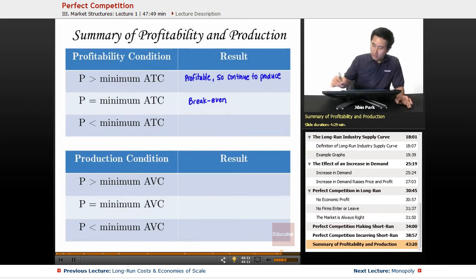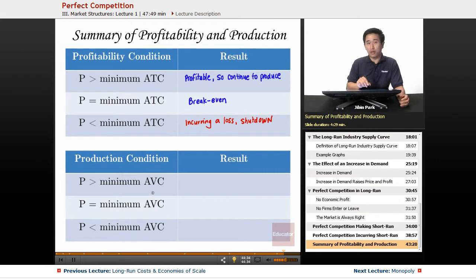Okay, and if the price is less than the ATC, then you're incurring a loss. Shut down. Because if in the long run you're incurring a loss, it doesn't make sense to stay in the business. So in terms of short run production, it's a different kind of set of parameters.